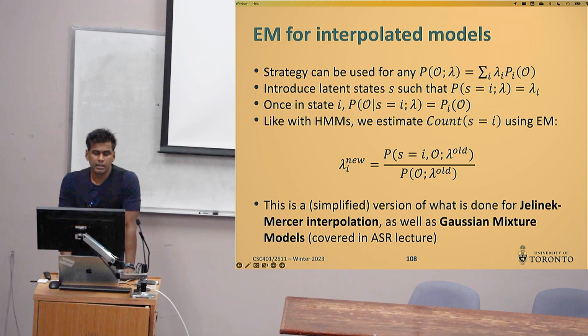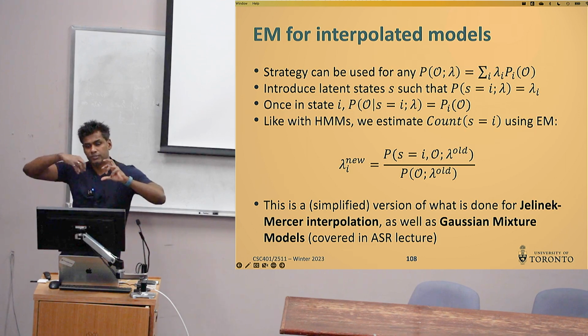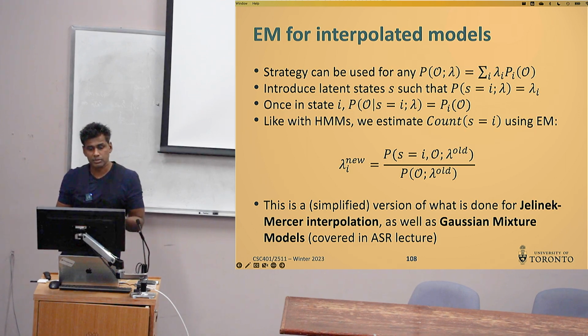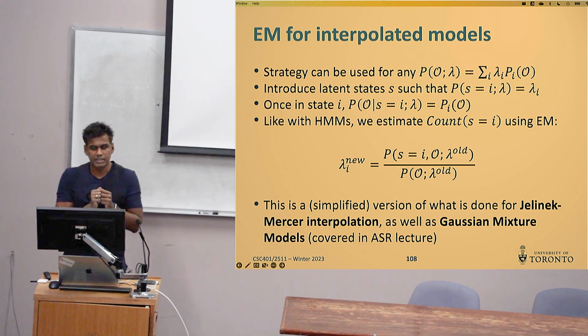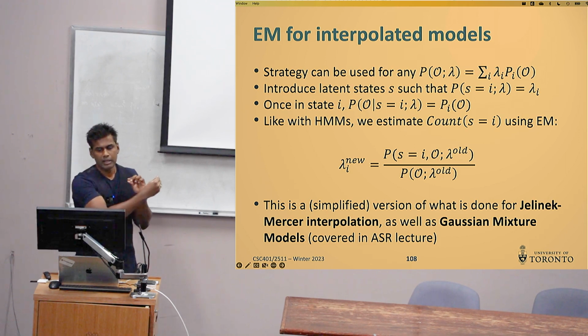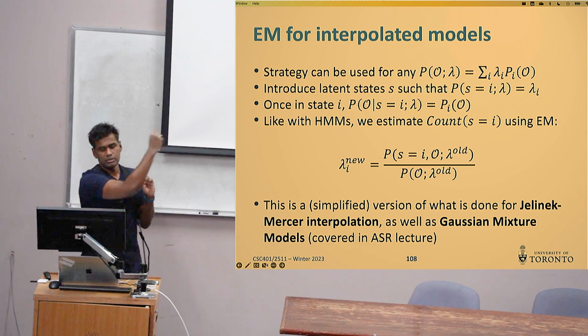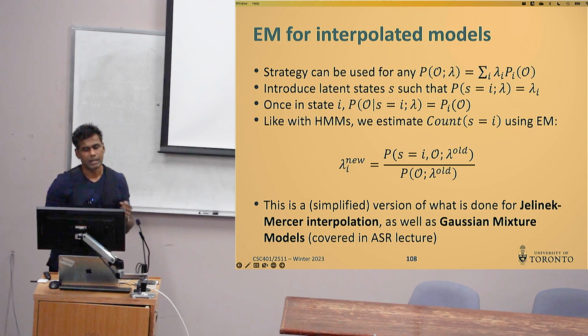So here is the equation: the total observation probability based on our lambda values will be a summation over each of the interpolated models. If we can introduce some kind of meta state, an identifier for the state, such that if S equals i, then we know that it belongs to HMM model i, we call it lambda i.